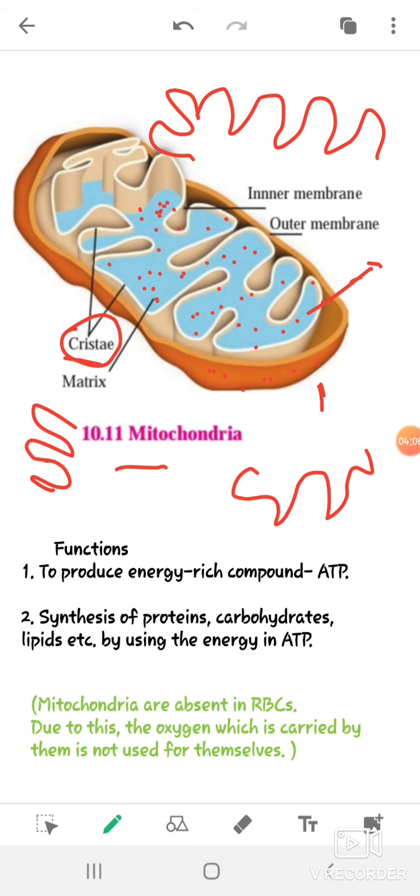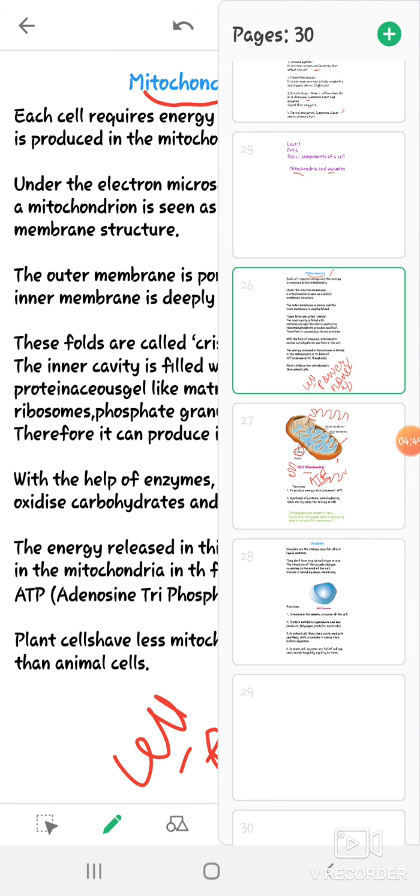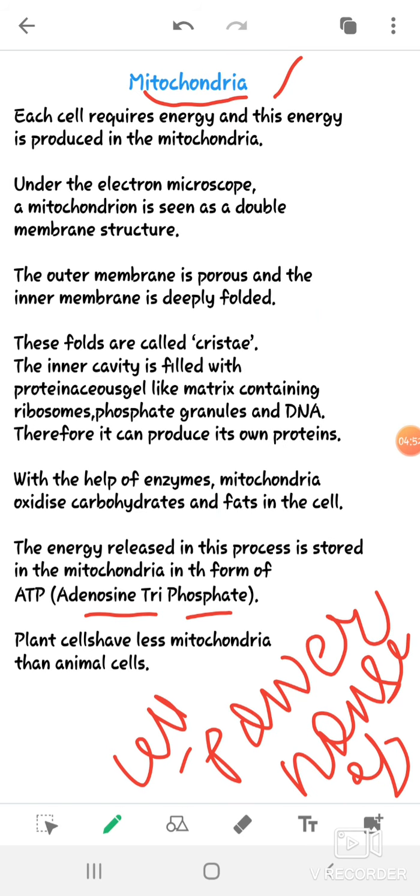So with the help of an enzyme, mitochondria oxidize some carbohydrate and fat in the cell. There are some enzymes also present, and with the help of these enzymes, the mitochondria oxidize the carbohydrate and fat in a cell. The energy released in this process is stored in the mitochondria in the form of ATP. ATP means adenosine triphosphate. Here it is written already, adenosine triphosphate.